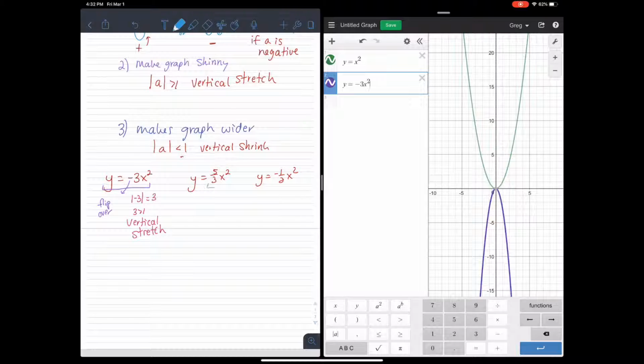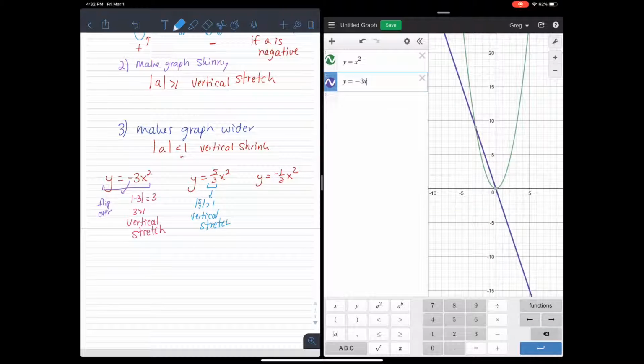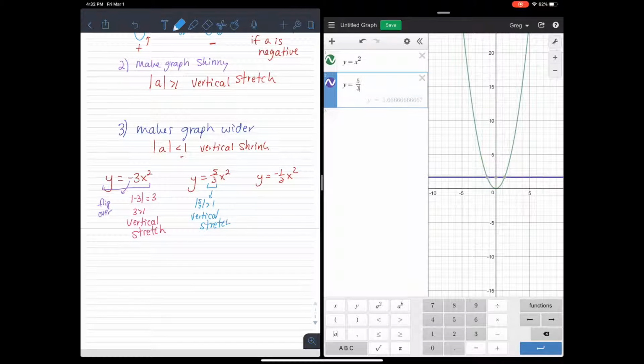Now here, there is no negative, so it's not going to be flipped over. But 5/3, that number is bigger than 1, so this is going to be a vertical stretch. So in other words, I should see that graph also be skinnier. So if I just type in something like 5/3 x squared, compare that to the parent graph in green, it is definitely skinnier.